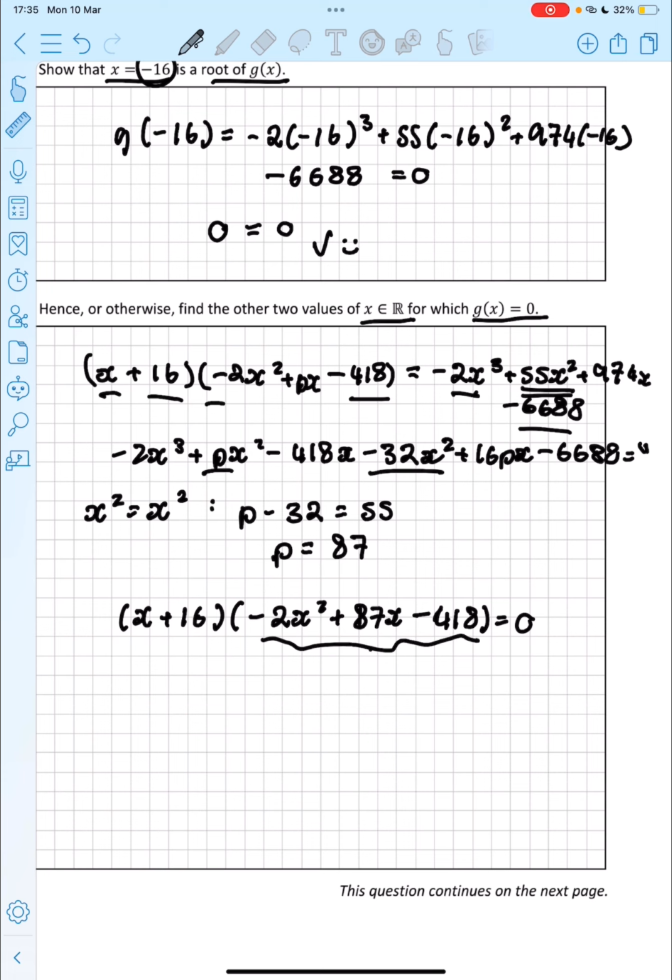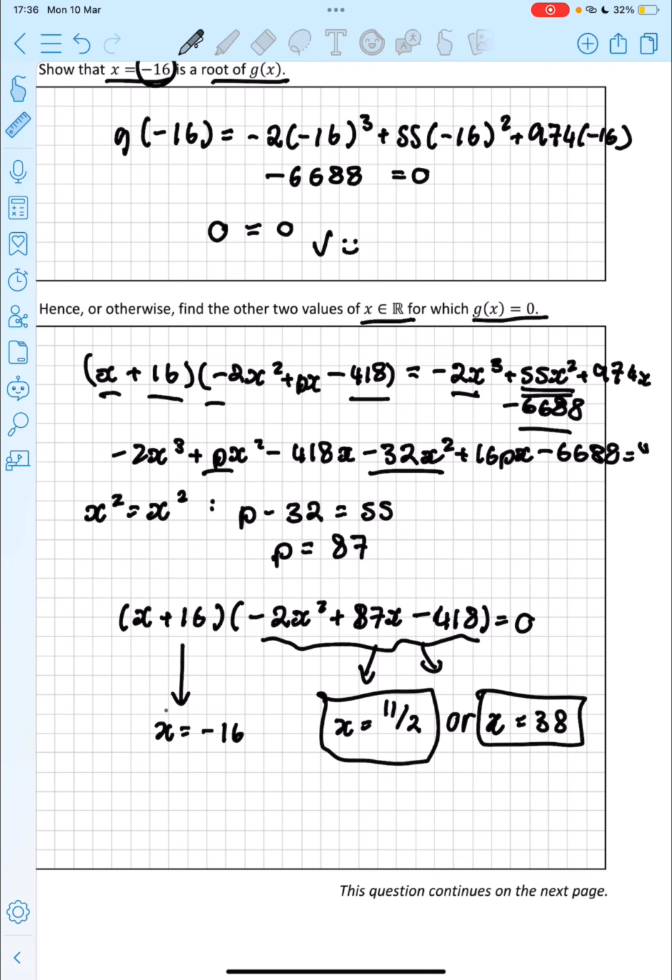So now I have to split up this quadratic into two linear factors. And I think I'm going to use the minus b formula to do that, because I don't want to do that using the guide number method. Of course, you're more than welcome to. I just personally would not like to. So if we do the minus b method, this one is going to turn into x is equal to minus 16, which we already know, and this will turn into x is equal to 11 over 2, or x is equal to 38. So there are our three roots of that cubic there.